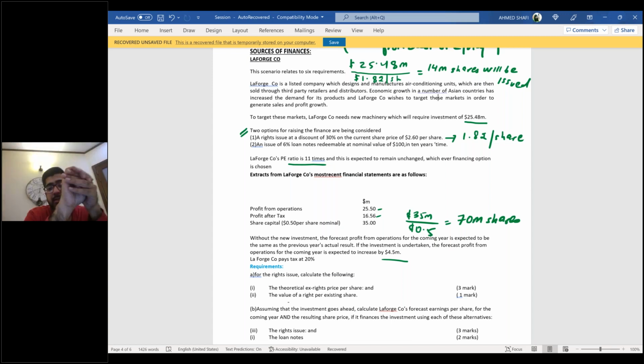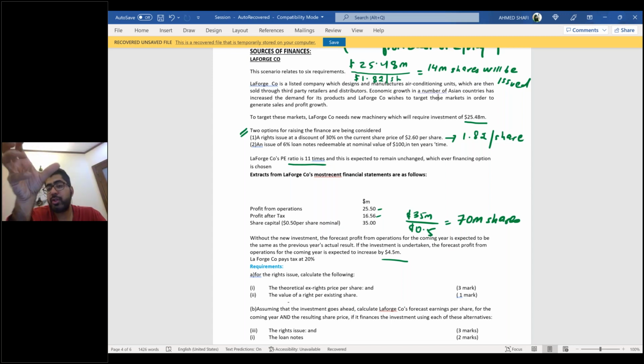a student always asks me, what is the ratio? Is it 1 for 4? Is it 1 for 5? Is it 1 for 6? I am not provided anything in this question. Had I been provided the ratio, that right issues at 1 for 5, 1 for 4, 1 for 3, I would have easily calculated TERP. But here it's not mentioned.